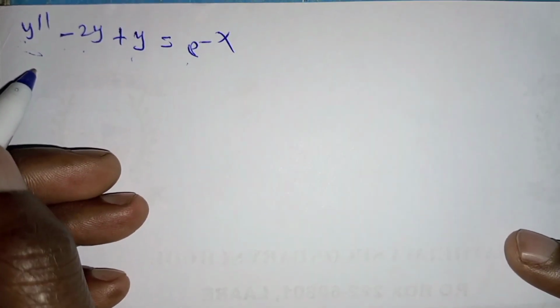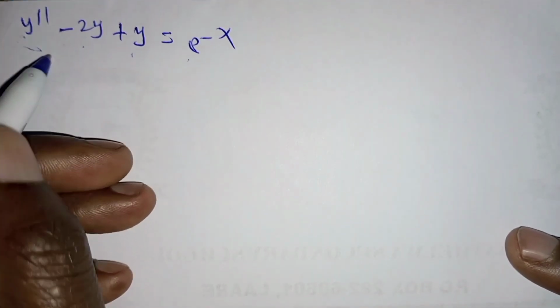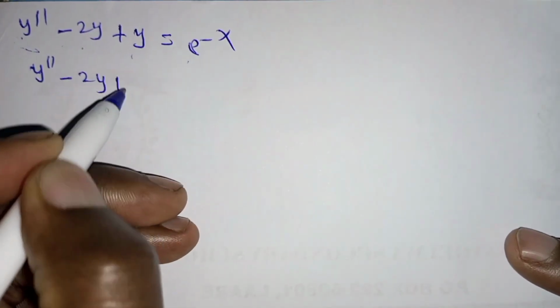Hi, solve the given ODE. You are given y double prime minus 2y prime plus y equal to exponential negative x. First of all, you are going to consider the complementary part, which becomes y double prime minus 2y prime plus y is equal to 0.